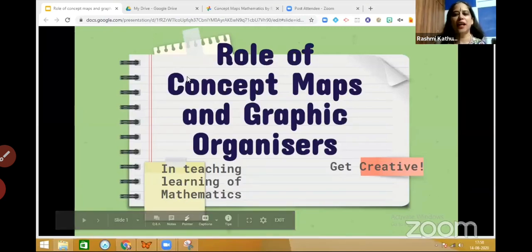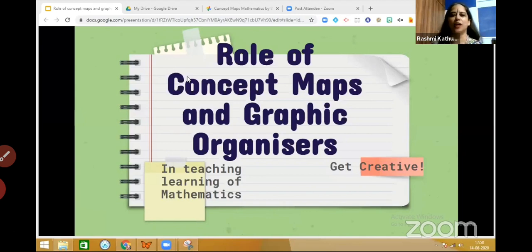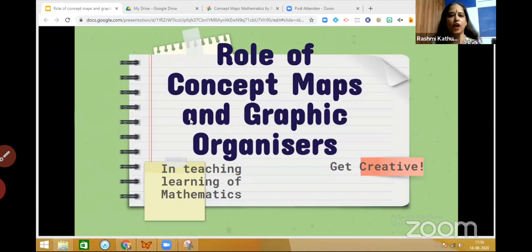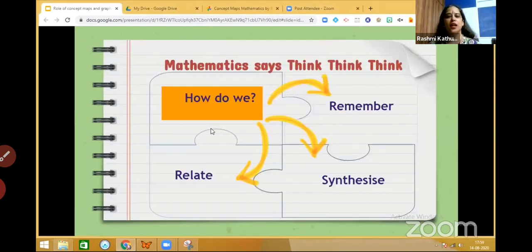Hello everyone. Today I am going to share with you about the role of concept maps and graphic organizers in the teaching learning of mathematics. It is rightly said that creativity plays a great role when we interact with students or we deliver content at any stage. So here today we are going to discuss how we think in mathematics. How do we remember? How do we relate information? How do we connect information? And how do we synthesize information.